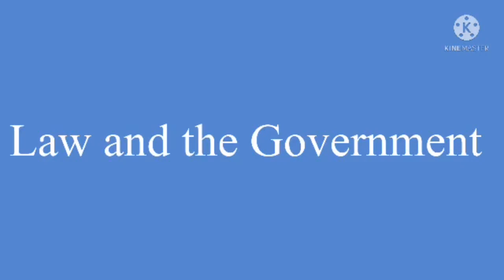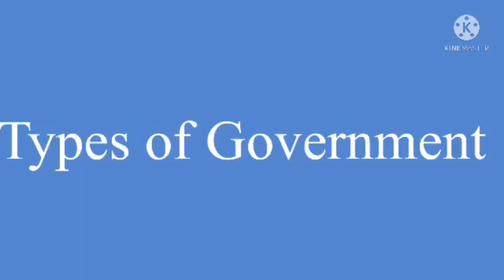Next one is types of government. There are two main types or forms of government. What are they, children? Yes, one is democracy, another one is monarchy. One is democratic government, another one is monarchical government. And these two we'll discuss.